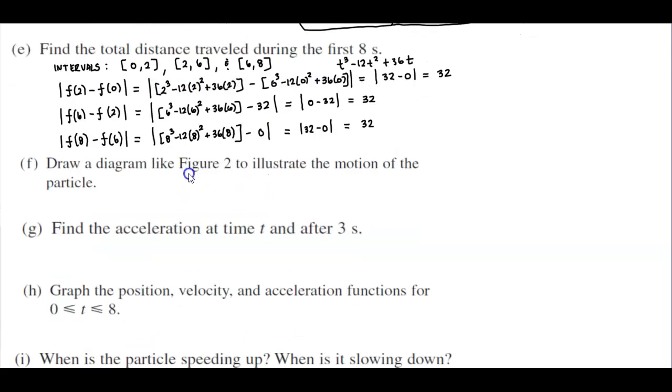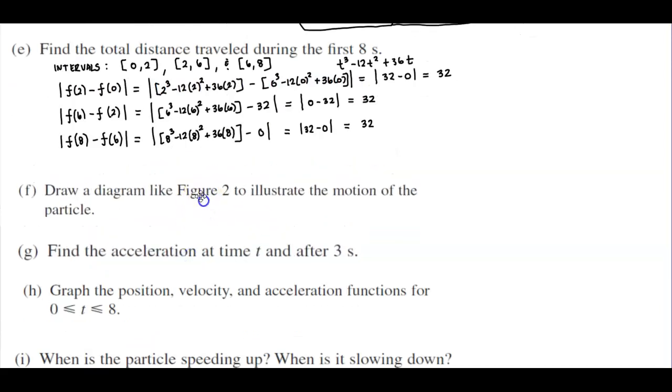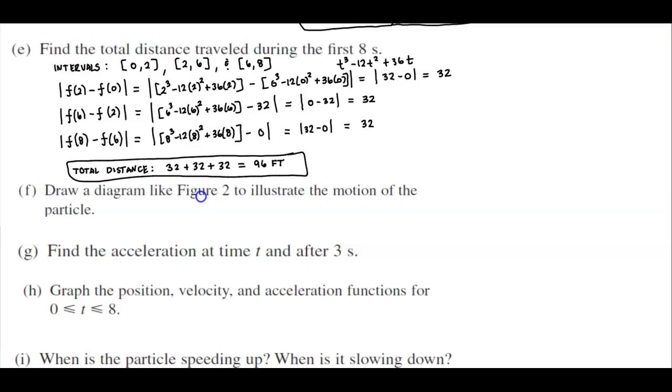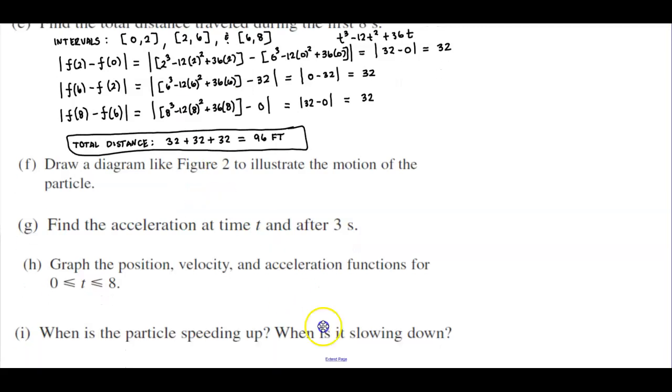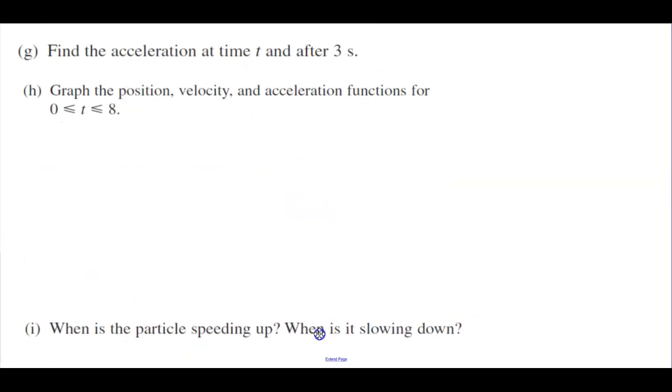So again, we want to find the total distance. So the total distance is 32 plus 32 plus 32, which is equal to 96 feet.